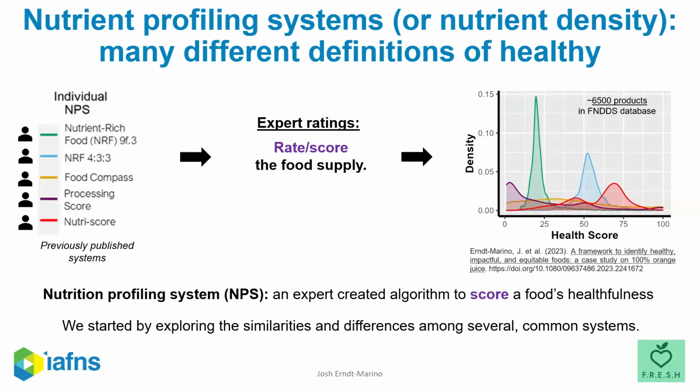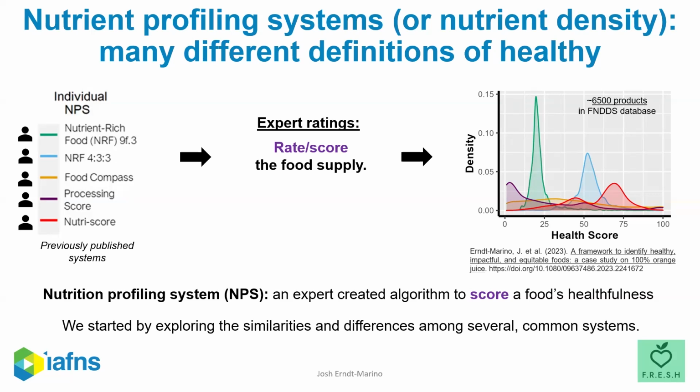You may have heard of the terms nutrition profiling systems or nutrient density before. Essentially, these are all algorithms created by experts with the goal of defining and quantifying food healthfulness. We started this work by selecting a diverse list of individual NPSs, including the nutrient-rich food systems, the Food Compass, the food processing score, and Nutri-Score. We then codified them all into the same statistical format, essentially a score from 1 to 100, with 100 being the most healthy, and evaluated the food supply, which was 6,500 foods in a database known as FNDD. And then we plotted the results all the way on the right.